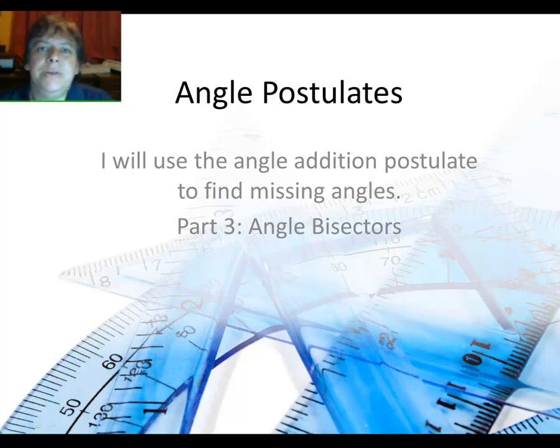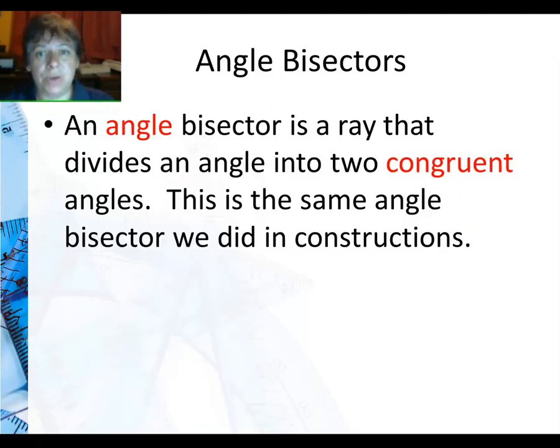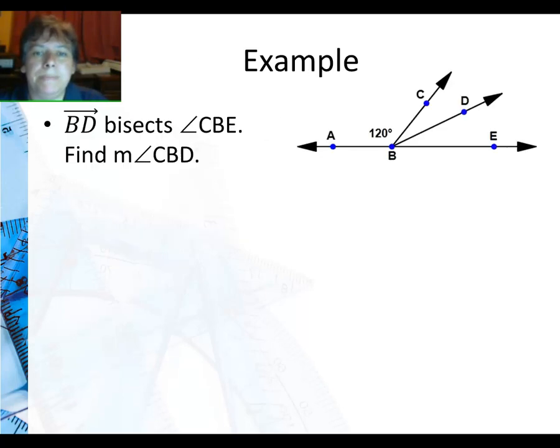The last way we're going to use the angle addition postulate is with angle bisectors. Now, when we did constructions, we created angle bisectors, and what you learned is that a bisector cuts things in half. So an angle bisector creates two congruent angles from the whole. The two parts are congruent.